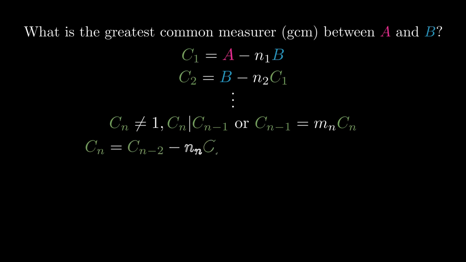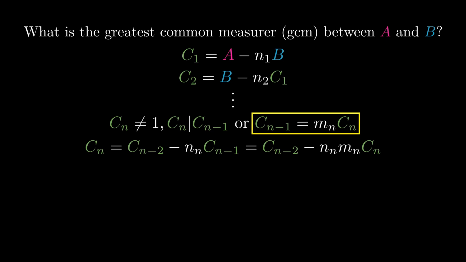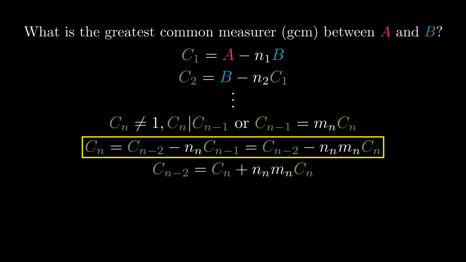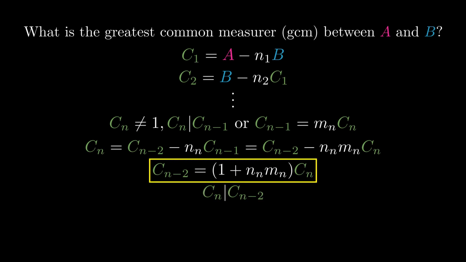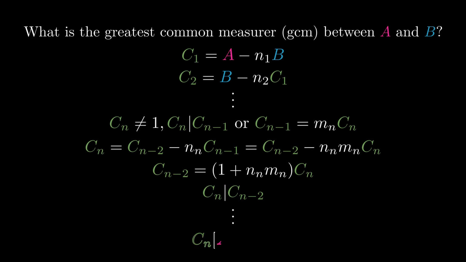Cn minus 2 is equal to cn minus 2 minus mn minus 1 times cn minus 1, which is equal to cn minus 2 minus mn minus 1 mn cn from before. Rearranging the terms shows that cn minus 2 is equal to cn plus mn minus 1 mn cn. And then factoring out cn shows cn minus 2 is equal to 1 plus mn minus 1 mn times cn, or that cn measures cn minus 2. Continuing in this manner, we'll eventually find that cn measures both a and b.